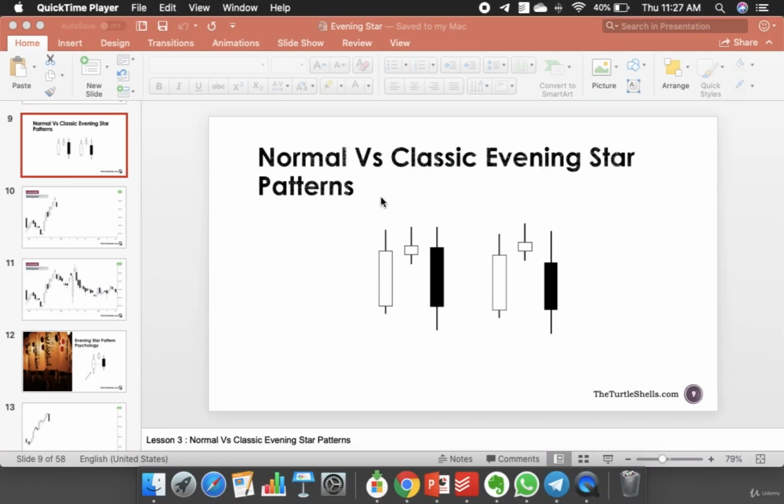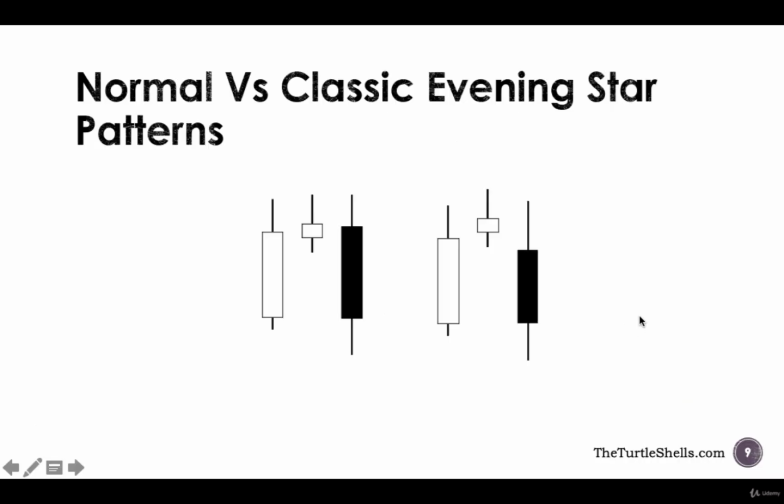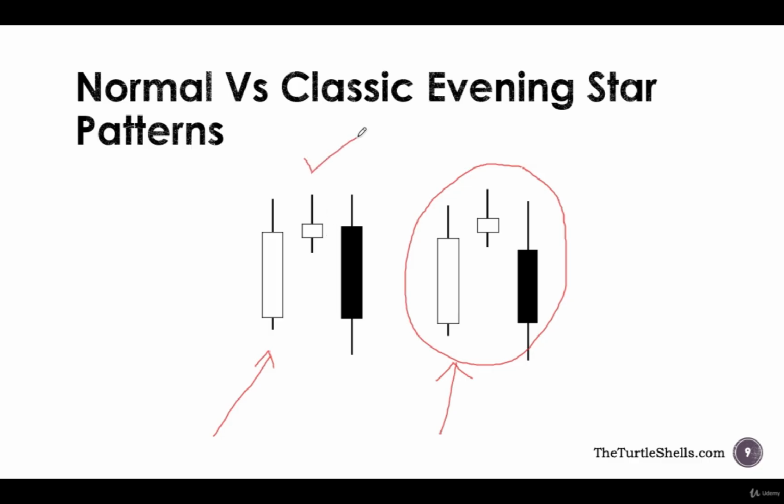Alright, now let us have a look at the difference between the normal and the classic evening star pattern. So look at these two patterns. Assume both are coming after an uptrend. What I like about this pattern is that the first and the second candle real bodies are not touching, and the second and the third candle real bodies are not touching, which is the ideal scenario we would want in an evening star, which is not happening here. The first and the second candle are touching each other, and so is the case with the second and the third candle. So that's a normal evening star.